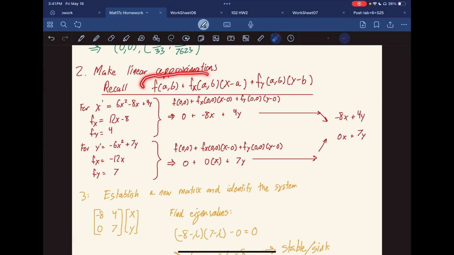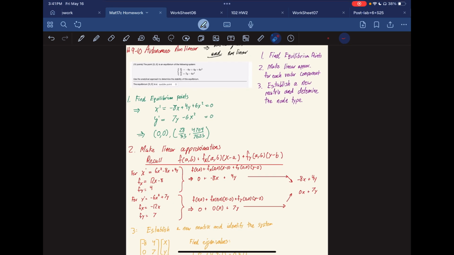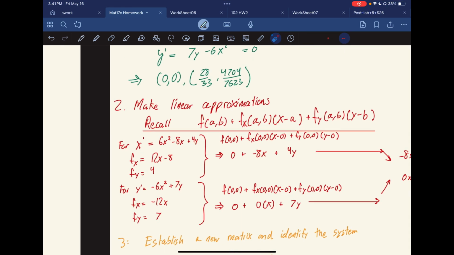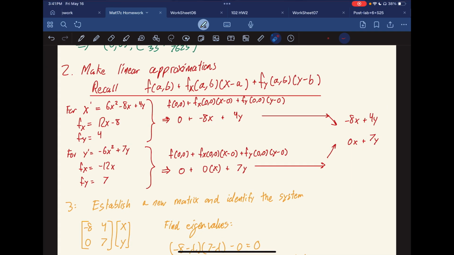Recall this formula that we've been using for quite some time now. And recall that we have two equations here, and we need to do the linear approximation for both equations. So you're going to need to find the partial derivative with respect to x and the partial derivative with respect to y of f for each problem. So you're finding 4 partial derivatives in total.